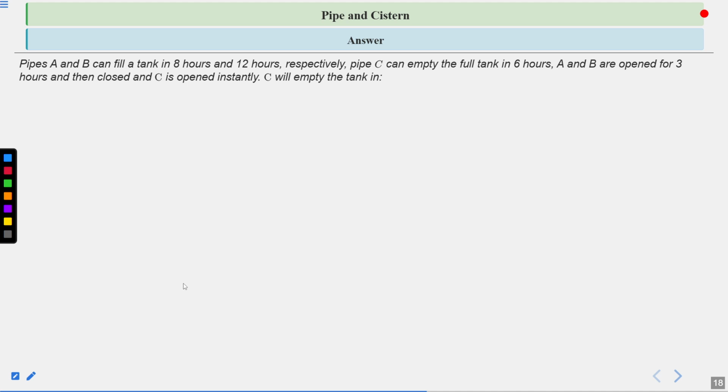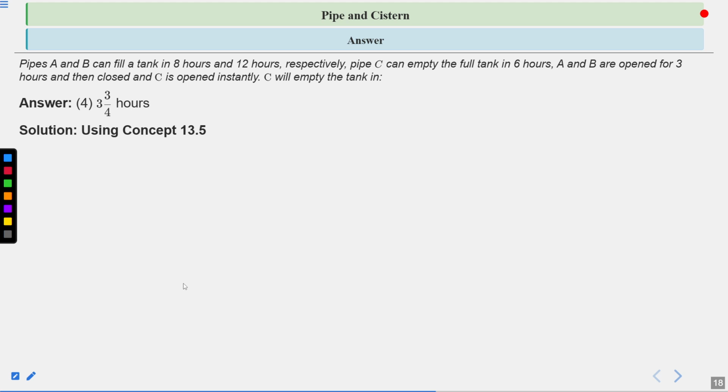So first we need to calculate the efficiency of all three, and then we can combine the efficiency of A and B and multiply by 3 hours. So we get how much of the tank is full in 3 hours. Then dividing the capacity filled in 3 hours by A and B by the efficiency of C, we get the time in which pipe C can empty the tank. So the correct answer of this question is the fourth one, which is 3 and 3 by 4 hours.